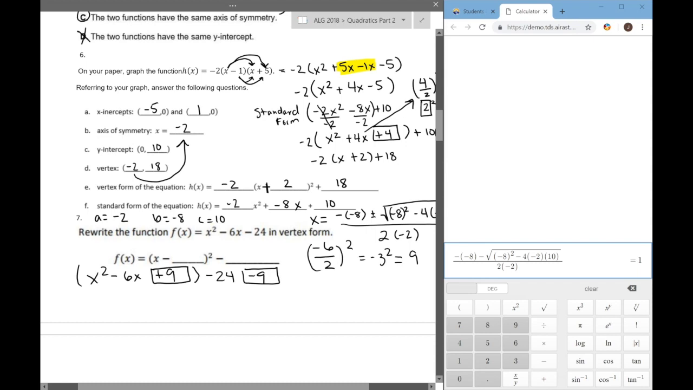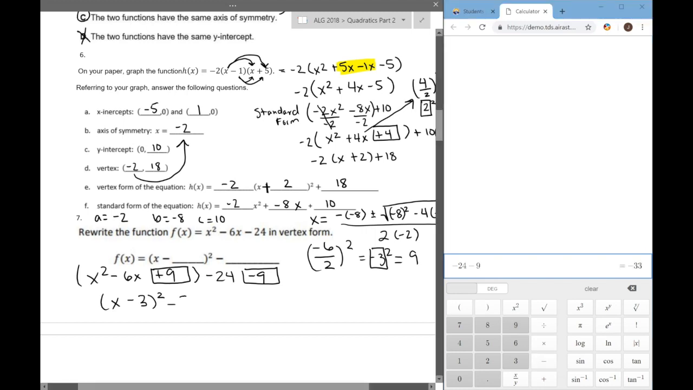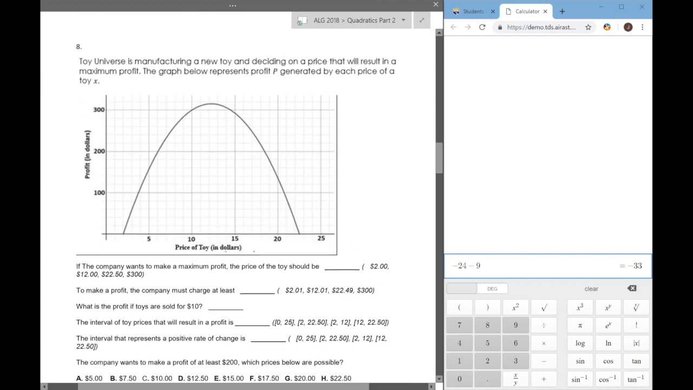Okay? So now I take my x, I take the number here, and I place it next to the x. So that's x minus 3 squared, and negative 24 minus 9 gives you negative 33. So the number you're missing here is 3. The number you're missing here is 33. Okay, pretty easy. Move on to question 8.